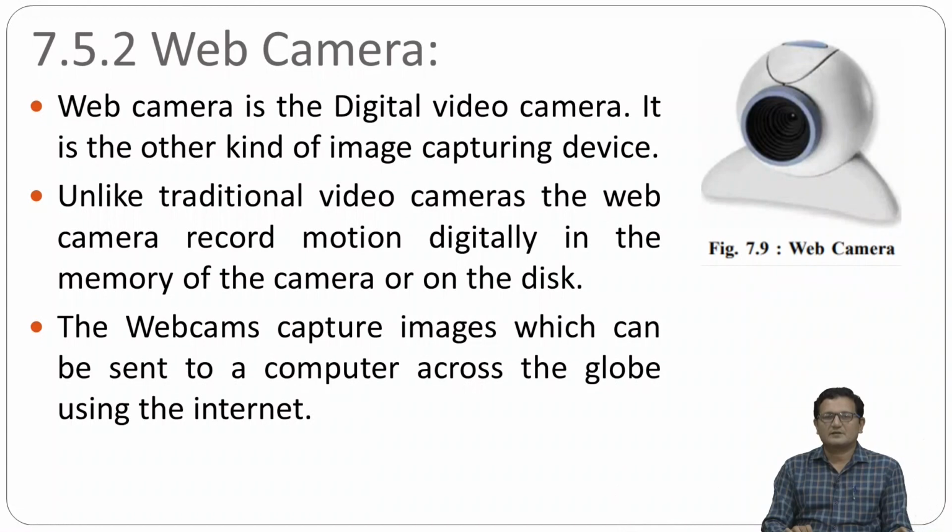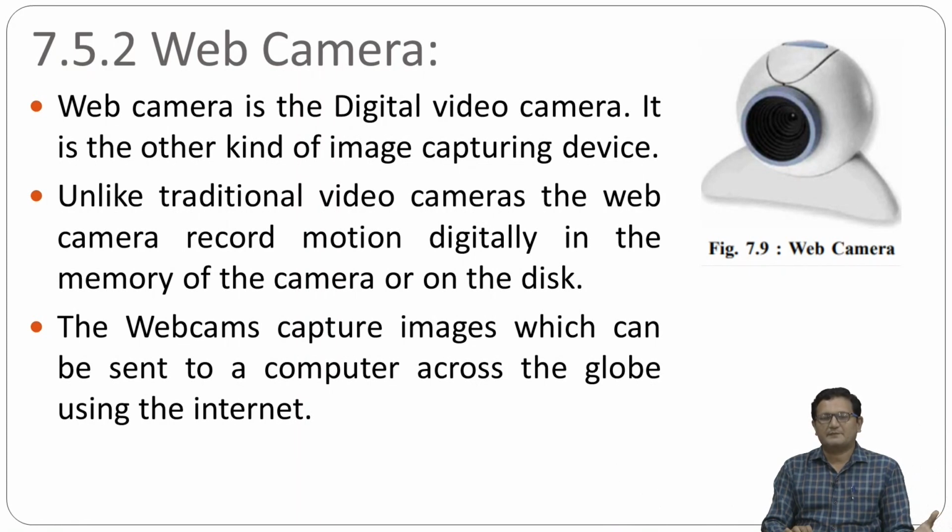The other one is called a web camera. The web camera is basically used to capture images or to record video, but the main benefit with the web camera is that it is also connected with the internet, right? So a web camera is again a digital video camera. It is another kind of image capturing device. Unlike traditional video cameras, the web camera can record motion digitally, and it will be recorded in the memory.